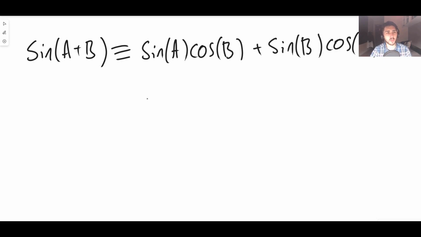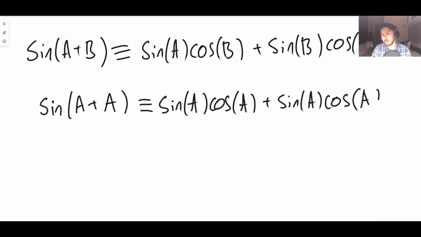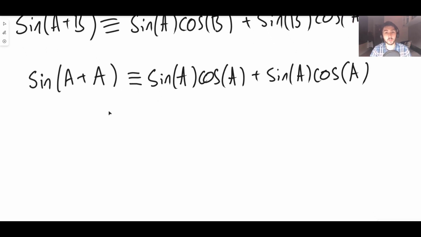Okay, so let's prove the first one. This is the double angle formula for sine 2A. This is the addition or compound angle formula for sine of A plus B. The way that we get the double angle is by replacing B with another A, basically saying that A and B are the same angle. That means sine of A plus B, where I'm going to say B is the same as A, so sine of A plus A is just sine A cos A plus sine A cos A, replacing the B's with A's and leaving the original A's how they are.